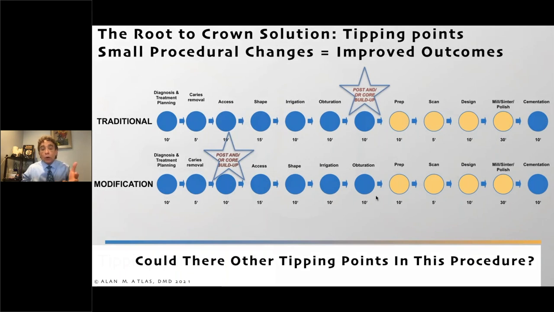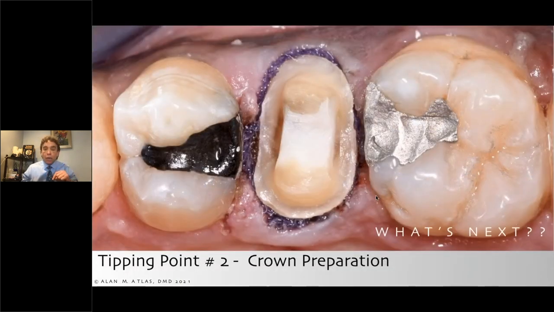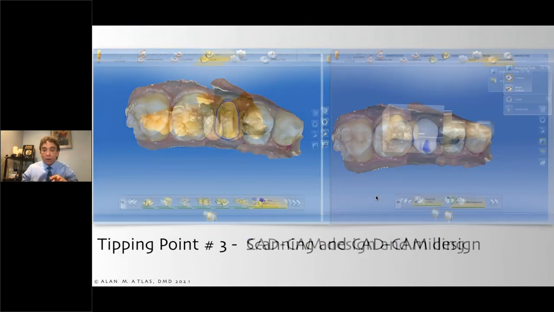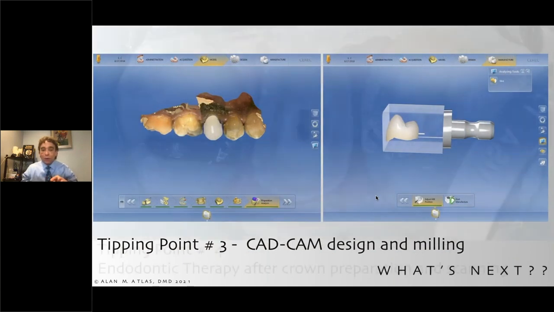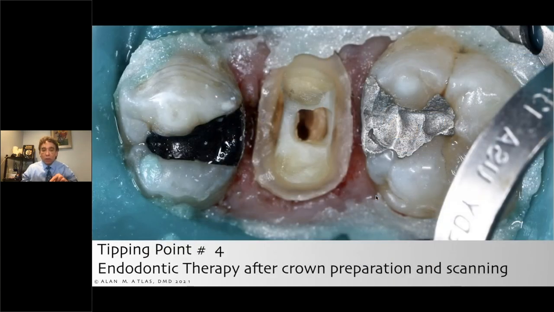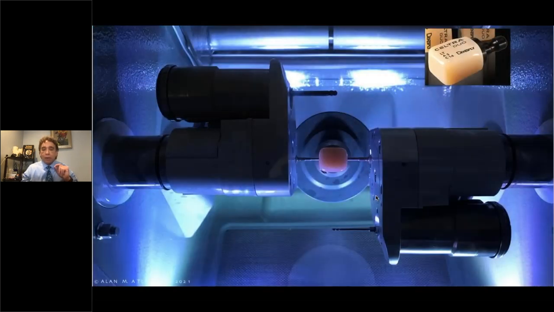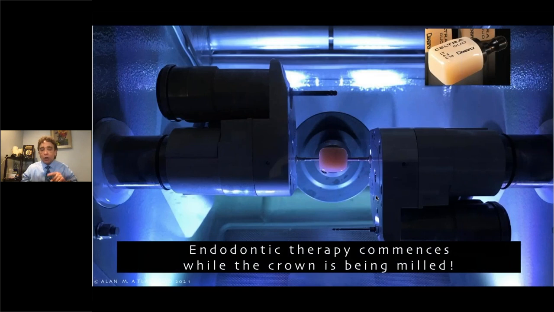Well, I'm going to tell you, we're going to go ahead and prepare the tooth even before endo. And I'm not only going to prepare the tooth, if I have chairside milling, I can scan it, design it, put it in my milling machine, and then while it's being milled, I'm going to perform endodontic therapy. So I do endotherapy immediately after crown preparation and scanning, and while it's being milled, endotherapy is being done. I'm saving 30 to 60 minutes, maybe more, on the workflow. I'm doing two things at once.